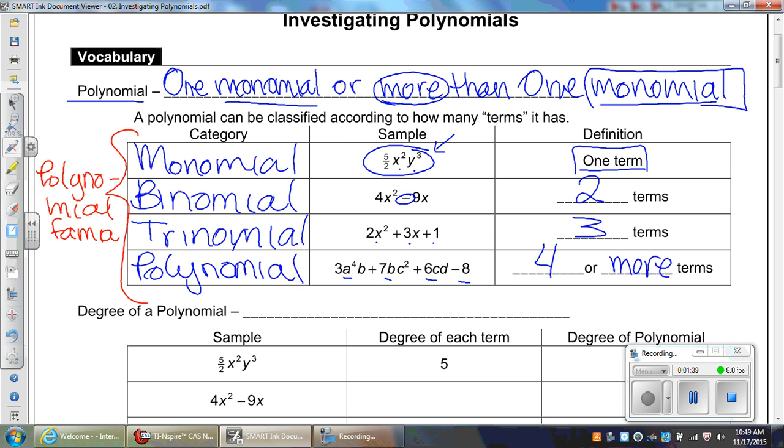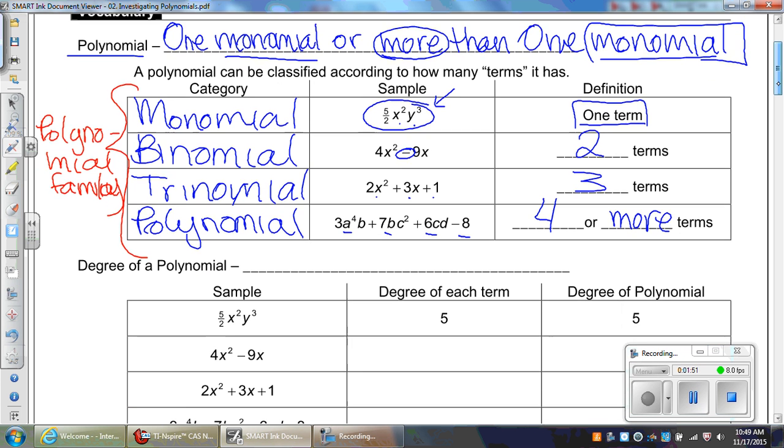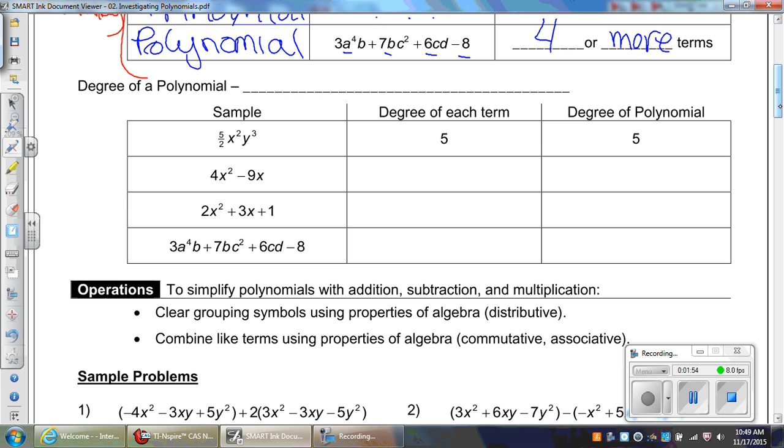I'm just going to write it in Spanish. Okay, so let's talk now about the degree of a polynomial. To find the degree of a polynomial, we will have to find the highest degree of all monomials.